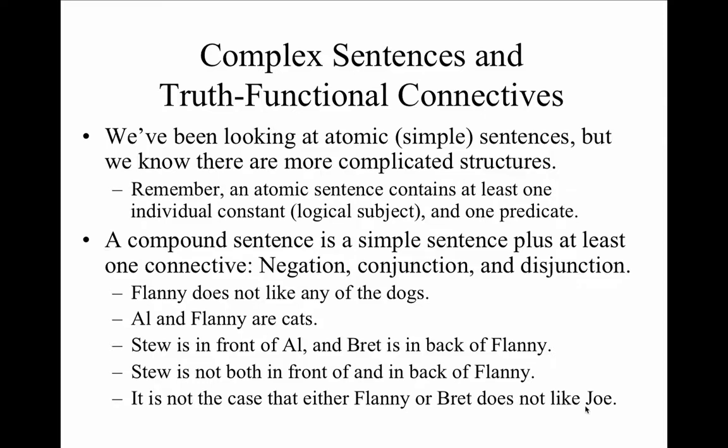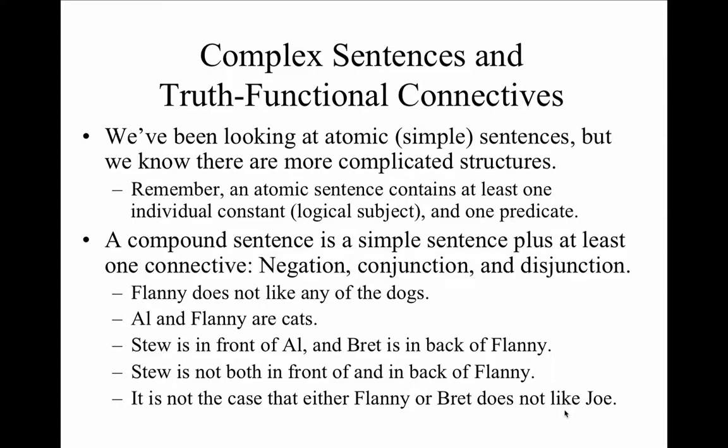So look at the following words. In the first example, we have not. In the second example, we have and. In the third example, we have and. In the fourth example, we have not, and we have both and. And in the fifth example, we have not and either. Actually, two iterations of not.